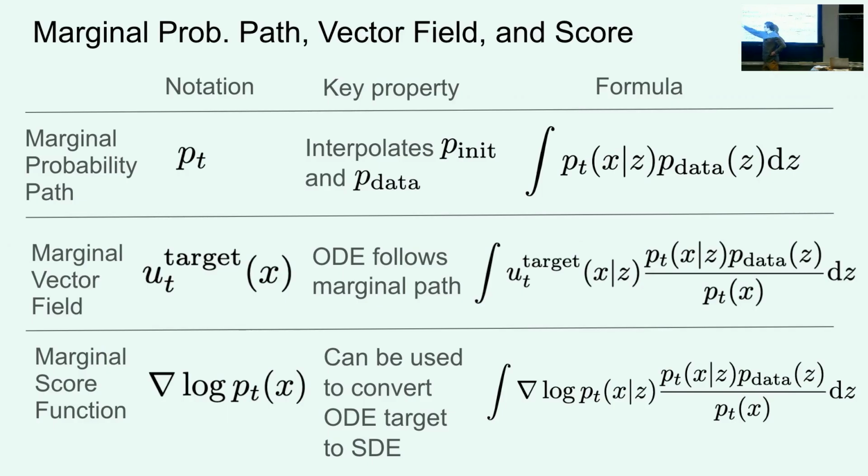We have the marginal vector field, whose ODE follows now the marginal path. And we had this formula here where we had the conditional vector field on the left-hand side, and this ratio that appears also here, which is always this kind of Bayesian idea of predicting z given x. We have the marginal score, whose defining property is that we can use it to convert the ODE to an SDE, or at least a training target. And the formula is similar to here, that we have this integral over the conditional score.